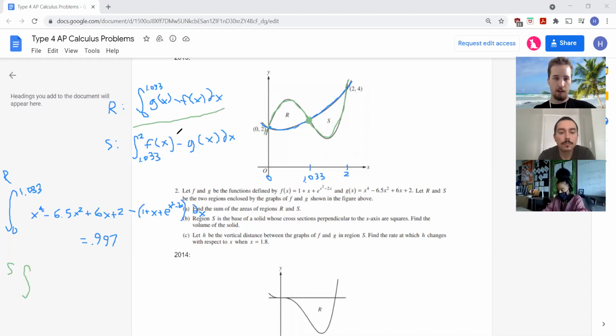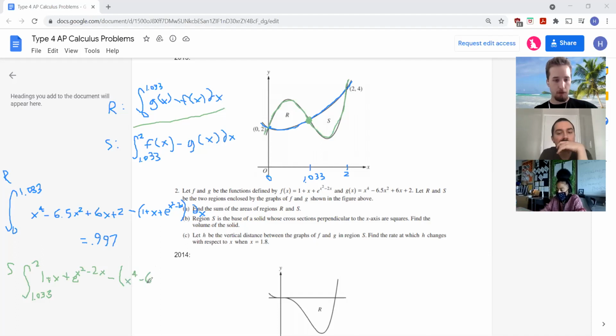Now to get S, f of x is the top function, so we're going to subtract g of x, the bottom function, from 1.033 to 2. We can put in f of x first. So f of x is 1 plus x plus e to the x squared minus 2x. And then we subtract g, which is this whole x to the fourth.